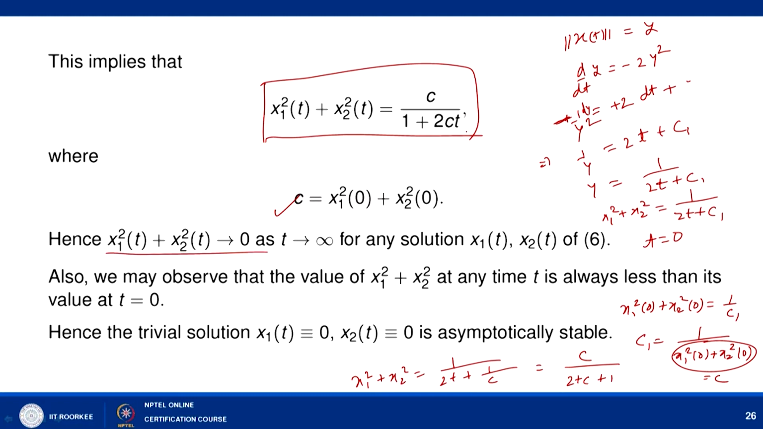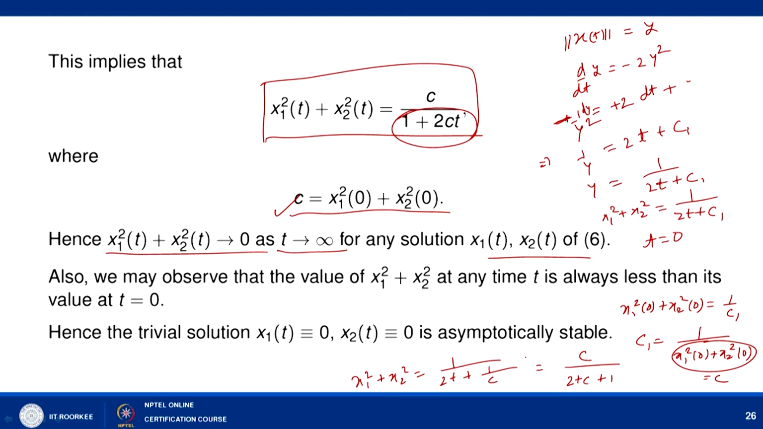Since in the denominator we have this 1 plus 2ct and c is positive here, it means that this is never 0. So, the denominator is never 0, and in fact, it is a positive value, and as t tends to infinity, this value is always tending to be smaller than the previous value. So, we can say that this x1 square t plus x2 square t is tending to 0 as t tends to infinity for any solution x1 and x2 of t of 6.